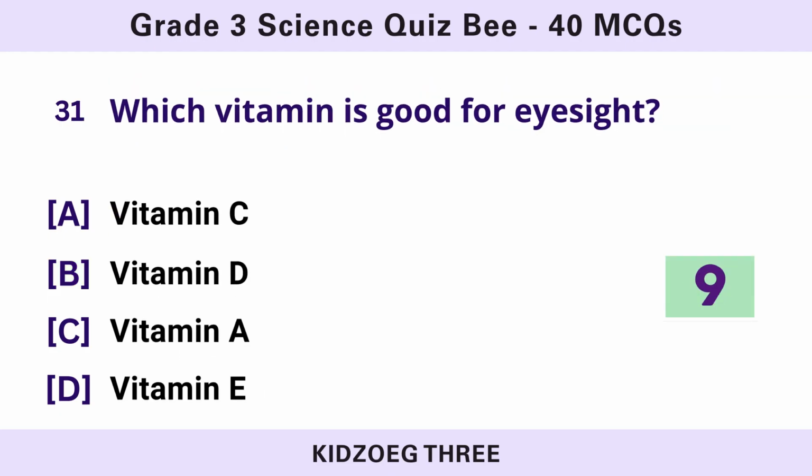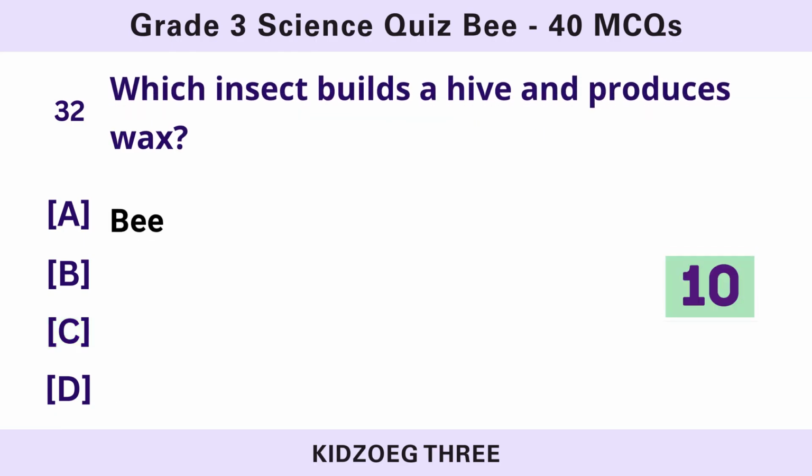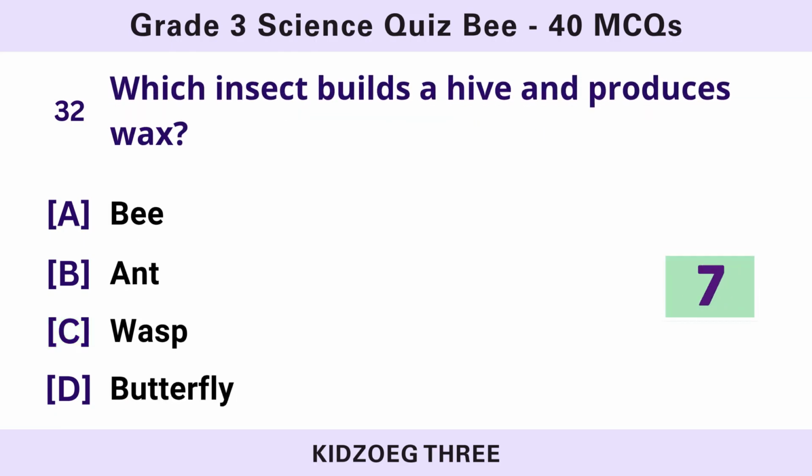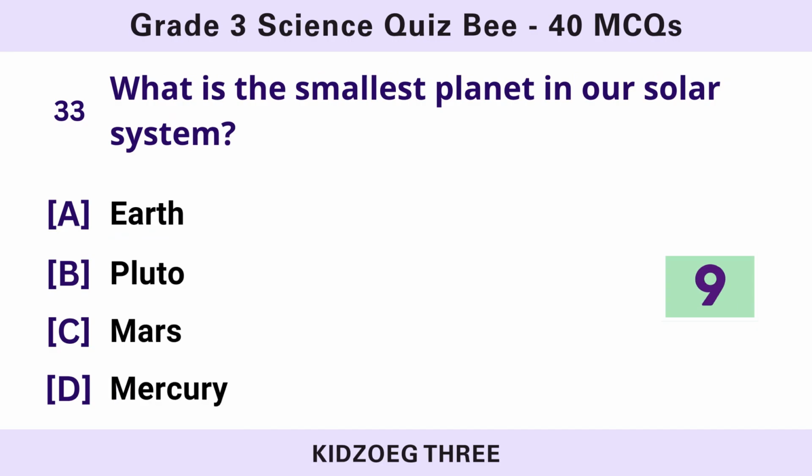Which vitamin is good for eyesight? Vitamin A. Which insect builds a hive and produces wax? B. What is the smallest planet in our solar system? Mercury.